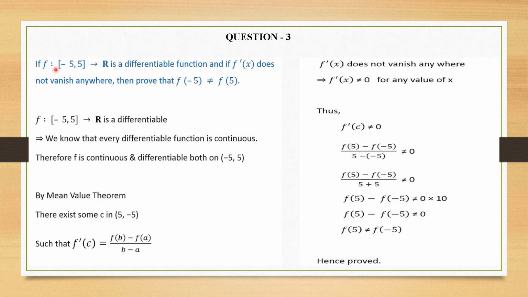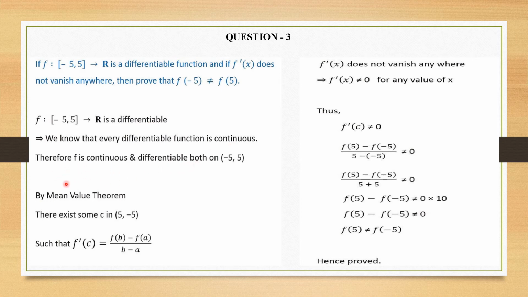Question number 3 is, if f mapping from the closed interval minus 5 to 5 to R is a differentiable function, and if f dash does not vanish anywhere, which means that the derivative is not 0, then prove that f of minus 5 is not equal to f of 5. Since the function is differentiable, that means it is already continuous. You must remember that every differentiable function is continuous, but every continuous function may or may not be differentiable. So since this function is differentiable, it is continuous also.